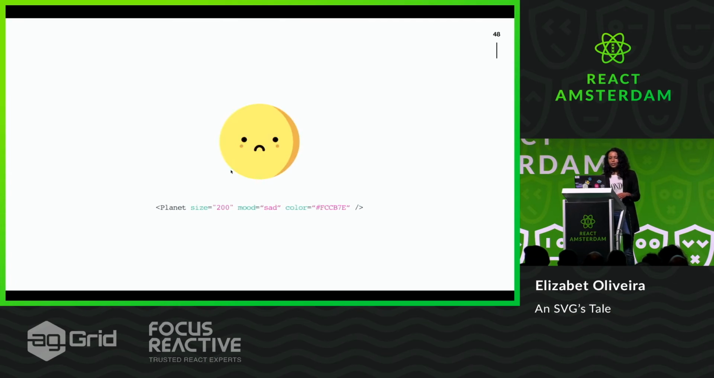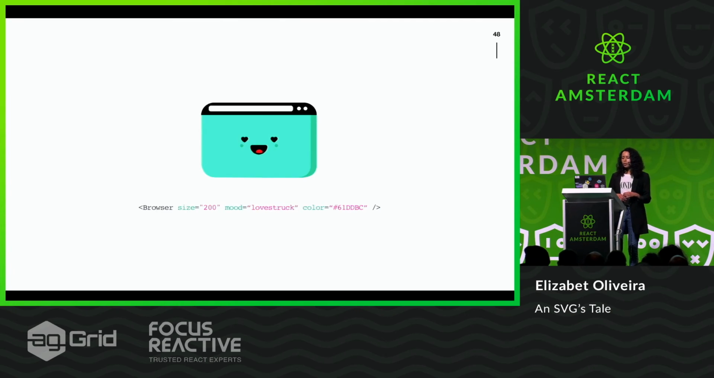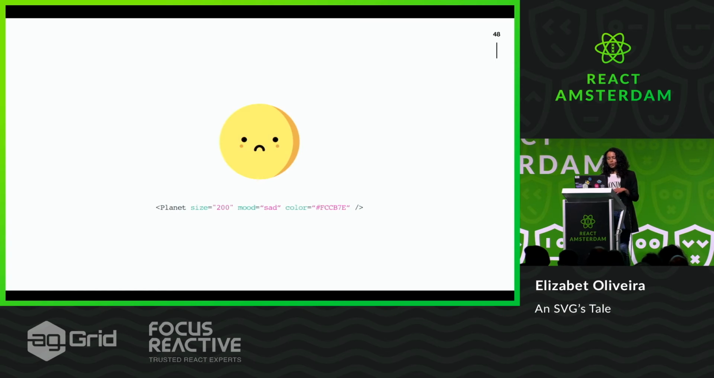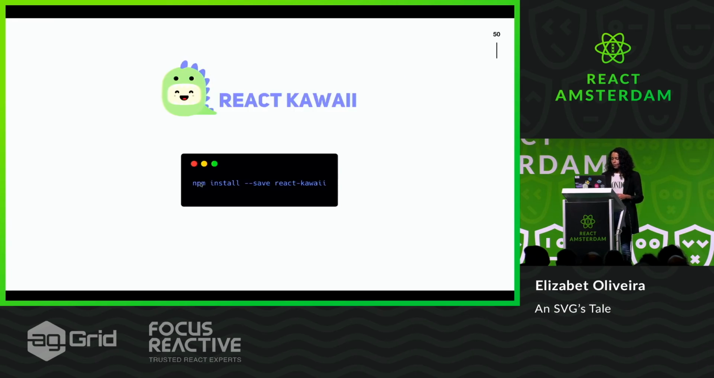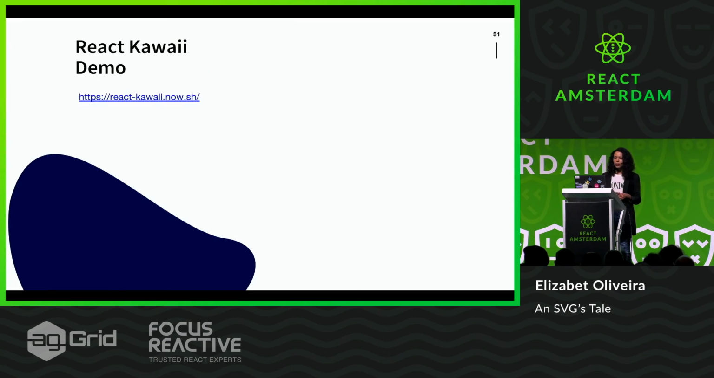And then in the end, you can have something like this, where you just say, okay, I want this planet with this color, and this size, and this mood. And this is how you can call the component. And you can do this for your own illustrations. And then I decided to move this library to NPM. You can install it, it's just npm install, and that's it. And now let's see it.